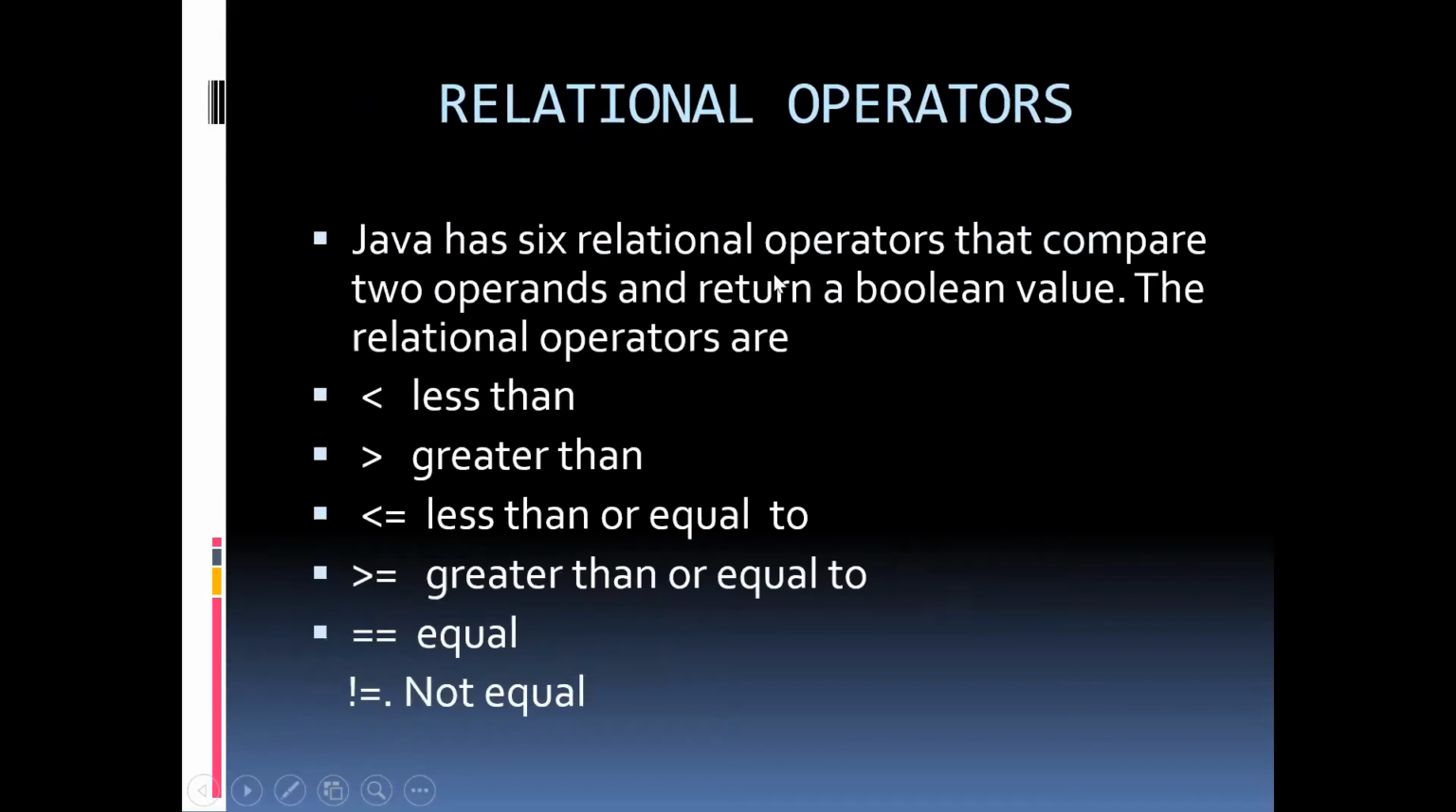Now lastly, the relational operators. There are actually 6 relational operators. These relational operators compare two operands and return a boolean value. You can see the 6 operators: less than, greater than, less than or equal to, greater than or equal to, equal to, and finally not equal to. That's it about relational operators. They can perform comparisons between two operands. So that's it about all the operators.